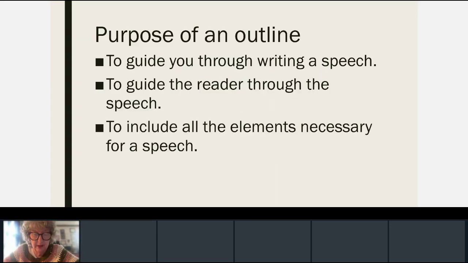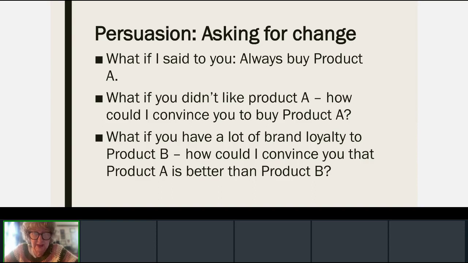Okay. All right. So the same thing as the informative speech. The purpose of this outline is to help you get through writing the speech and help you put it together. It's also to guide any kind of reader through the speech, showing them what you're going to talk about, why you're going to do that, what kind of examples you're going to use, that sort of thing. And just like the informative speech, it also has to include all the elements that are necessary for the speech. But the difference is that in the speech, you are going to be asking for change.